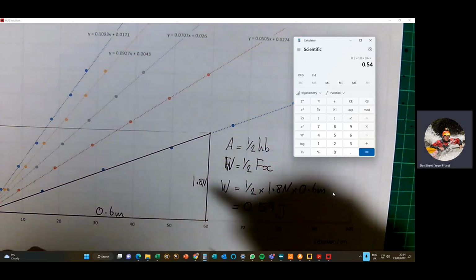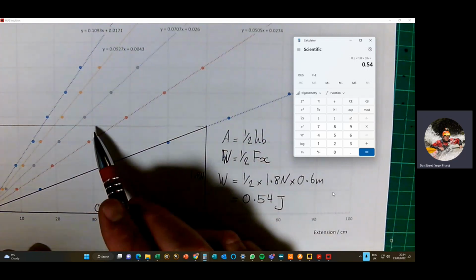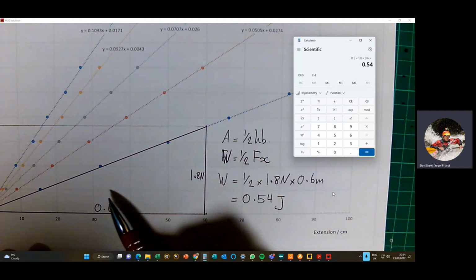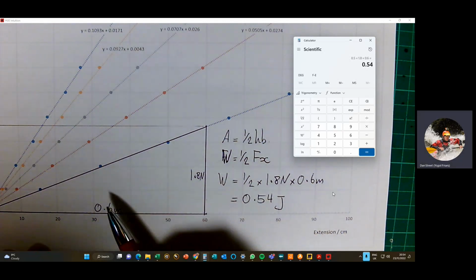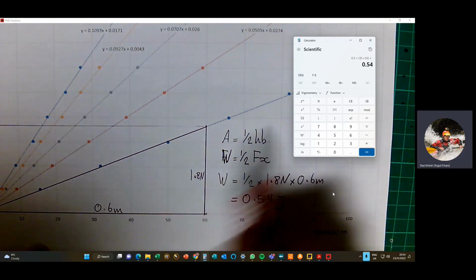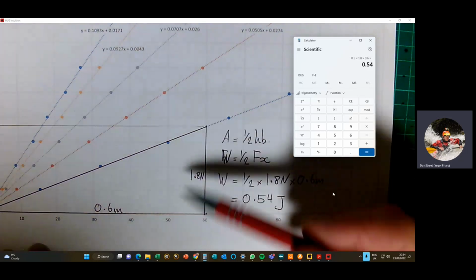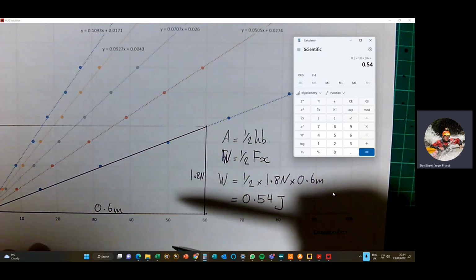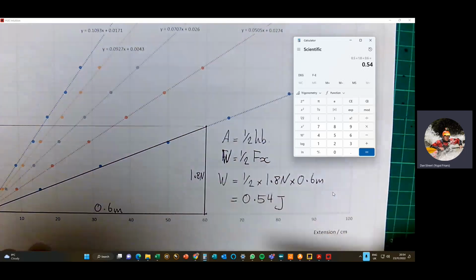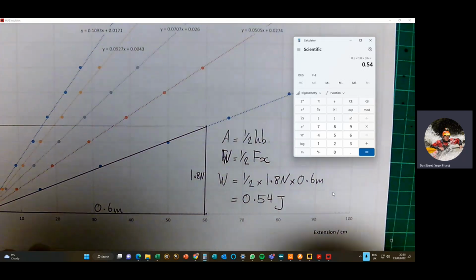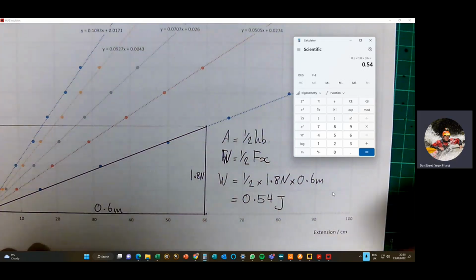So what I'd like you to do now is to pick 2 more of these lines and calculate the work done by the spring using the same method. Don't do it on the graph. Do it in your book on the next page and make sure that you label each one accordingly so we know which spring you calculated the work done for.